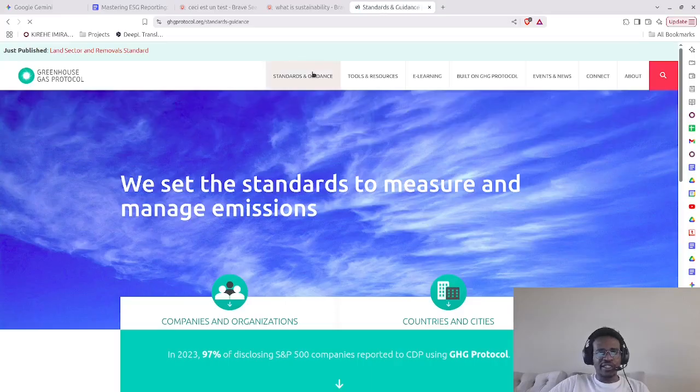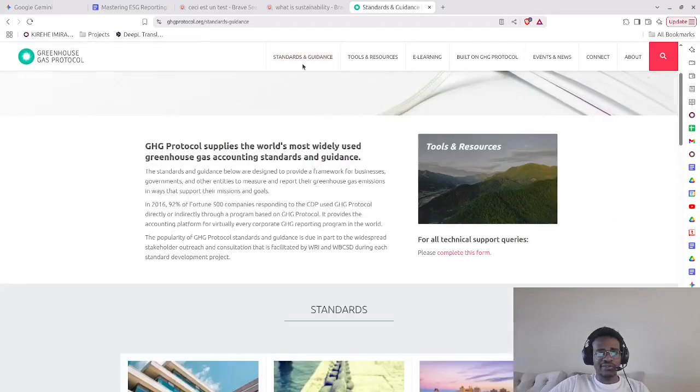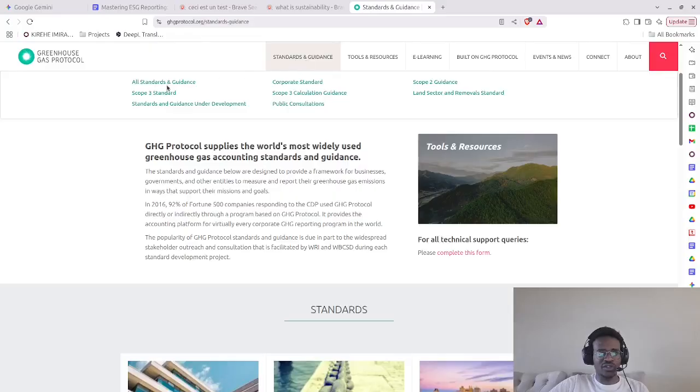If I go right here, standards and guidance, let me just hover, you can see there's all standards and guidance: corporate standard, scope 2 guidance. Interesting, in our previous video we mentioned scope 1 emissions, scope 2 and scope 3 emissions as well. So here you see already there's scope 2 guidance, scope 3 guidance, scope 3 calculation guidance. You see scope 3 has two, and we're going to talk about that because these are the hardest to measure. And I believe that's why there's actually 2 sections on it. And then there's land sector and removal standards, and so on.